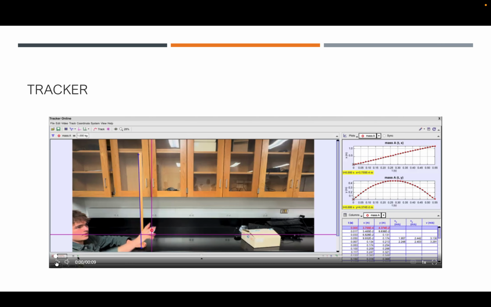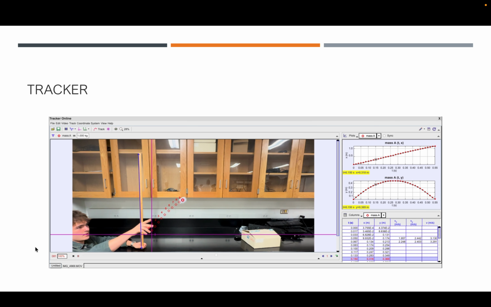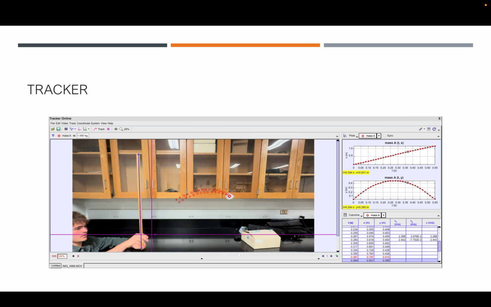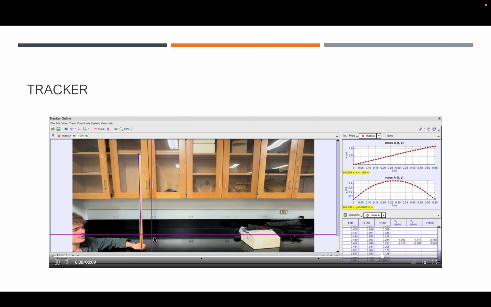So here is my tracker video. And we can see that the paper ball was thrown with a parabolic arc, just like you would expect of a projectile.